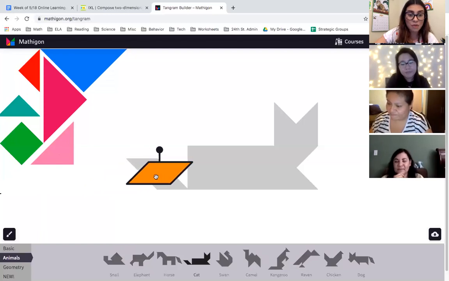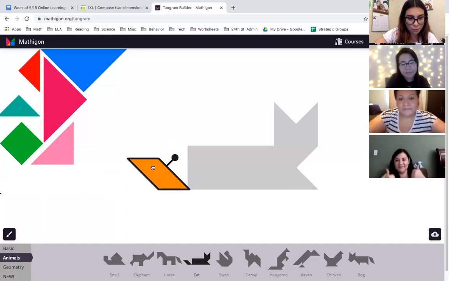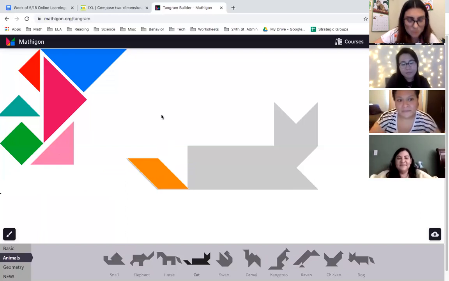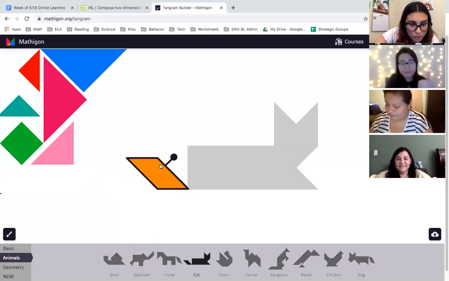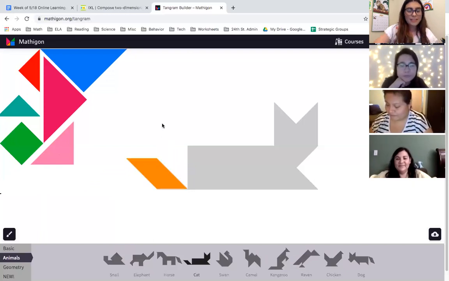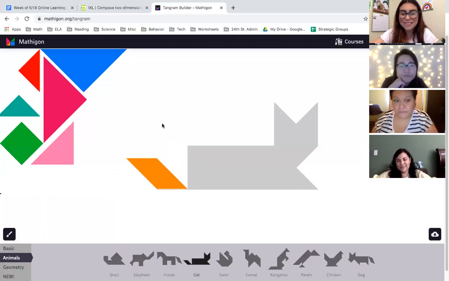All right, so I have my rhombus, and they have this cool little tool that we can use to move our shape around, and it fits perfectly right there. Well, let me move it a little bit more. All right, there we go. All right, what's the next shape we should move around, Miss T?